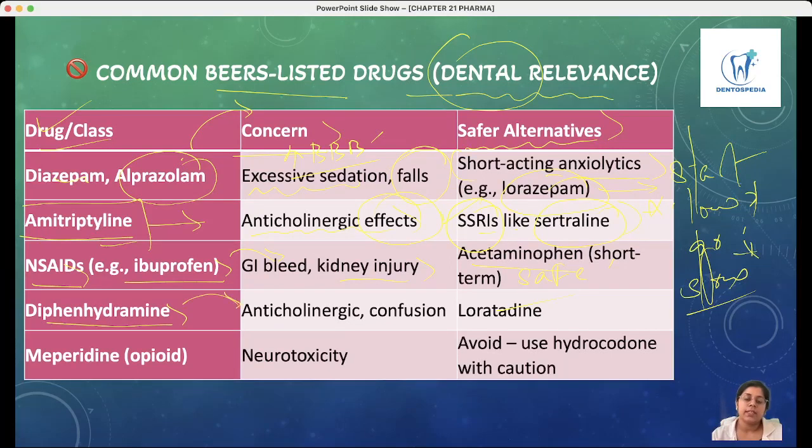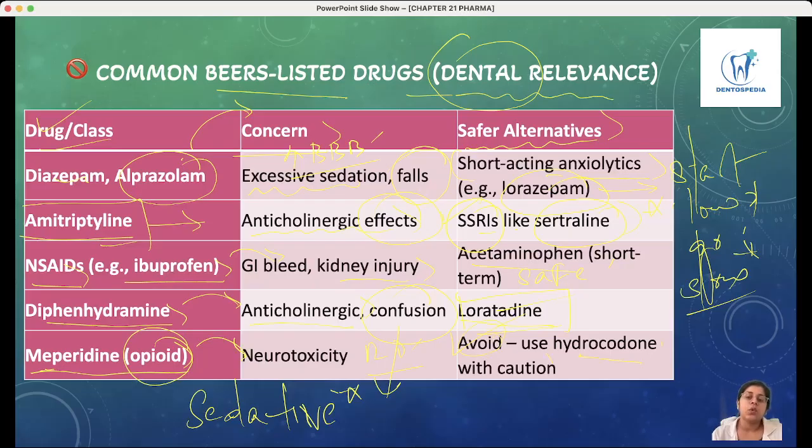Diphenhydramine has anticholinergic effects and causes confusion. It is also very common, and it is a first-generation antihistamine, so sedative action is there. You can give a second-generation one instead, that is loratadine. Meperidine, an opioid: neurotoxicity and respiratory depression can occur, so avoid that.